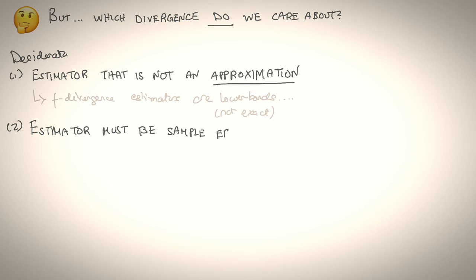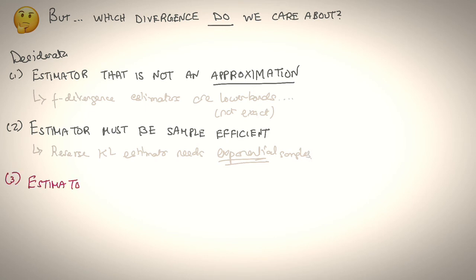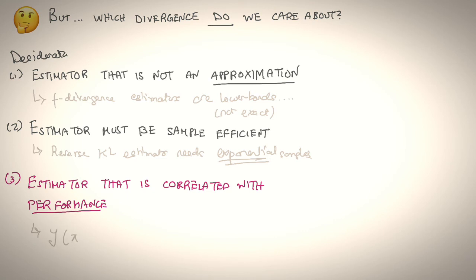Second is that the estimator must be sample efficient. Unfortunately, the reverse KL estimator, because it has an exponential term in there, needs an exponential number of samples to accurately estimate. Number three, the estimator must be correlated with the final performance. In other words, the moment functions that we are using must have some relation to the actual cost functions that the human might care about.